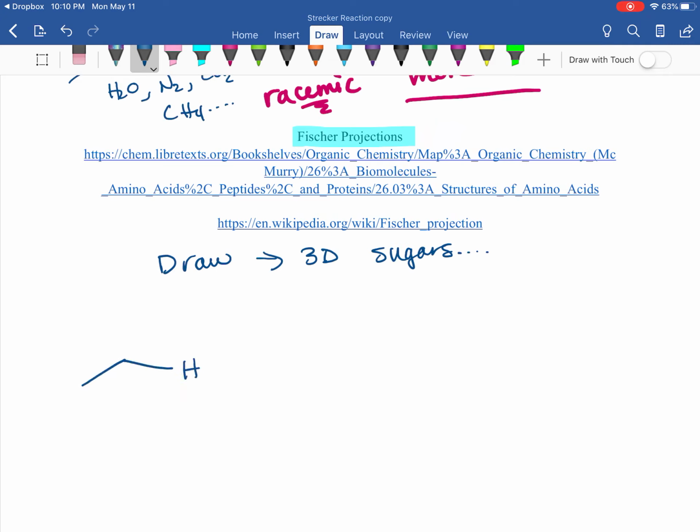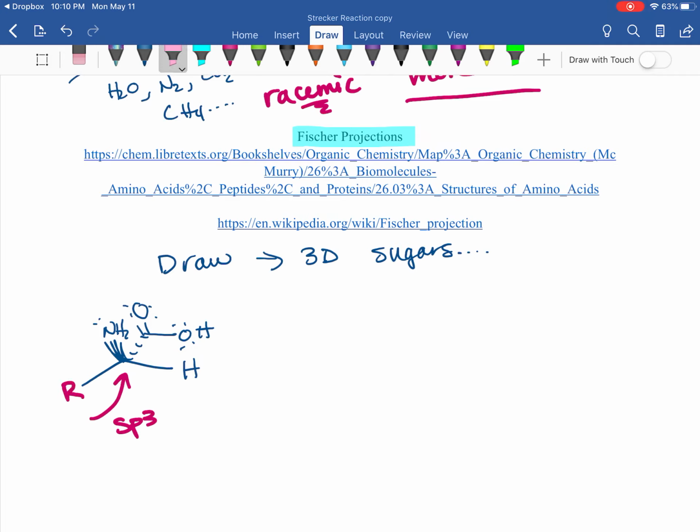So I want to treat just amino acids with a Fischer projection. When we think of an amino acid, we have a tetrahedral carbon in the middle of that amino acid.